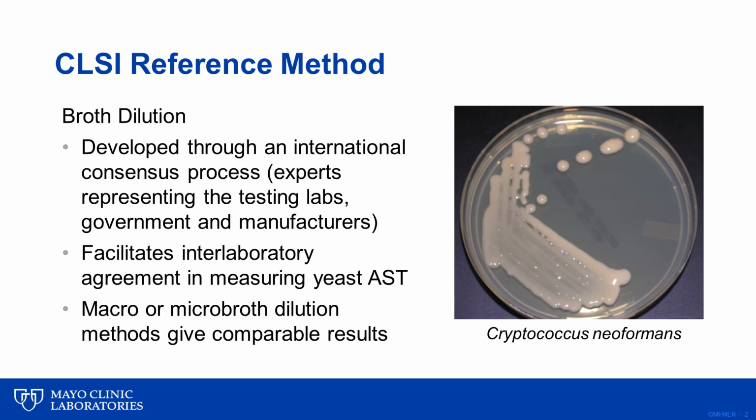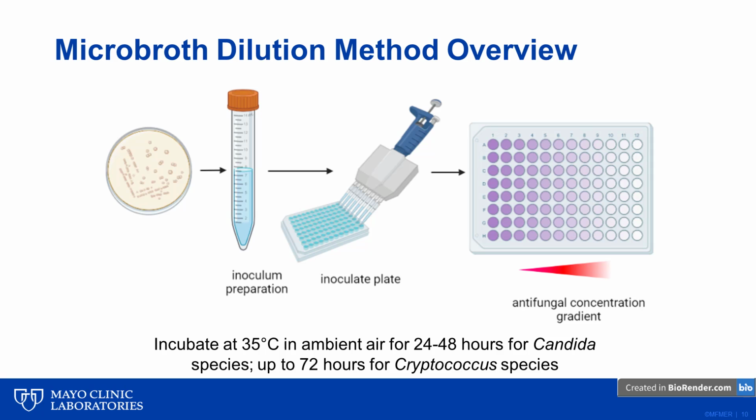As mentioned, the reference method is broth dilution, but either macrobroth dilution or microbroth dilution can be performed, and equivalent results can be achieved regardless of which format is selected. Many laboratories choose to perform microbroth dilution testing of yeast rather than macrobroth dilution testing because the microbroth dilution method can be performed in microtiter plates, which saves on reagent costs and on incubator space. In addition, as already mentioned, microbroth dilution plates are commercially available.